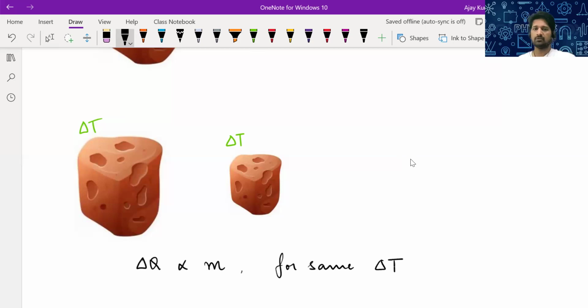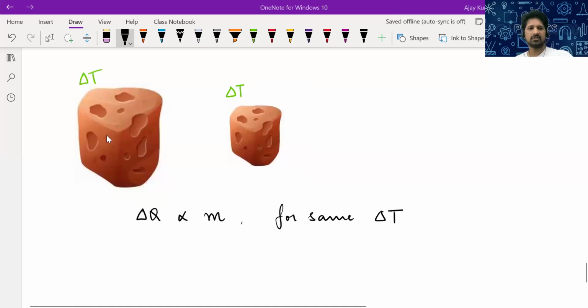The bigger one will require more heat. Vanilla, why did you think the smaller one will need more heat? Any reasonable explanation you can give to that? Sir, I thought the smaller one should expand as much as the bigger ones. No, this is not about expansion. It's just about temperature change. Okay, fine.